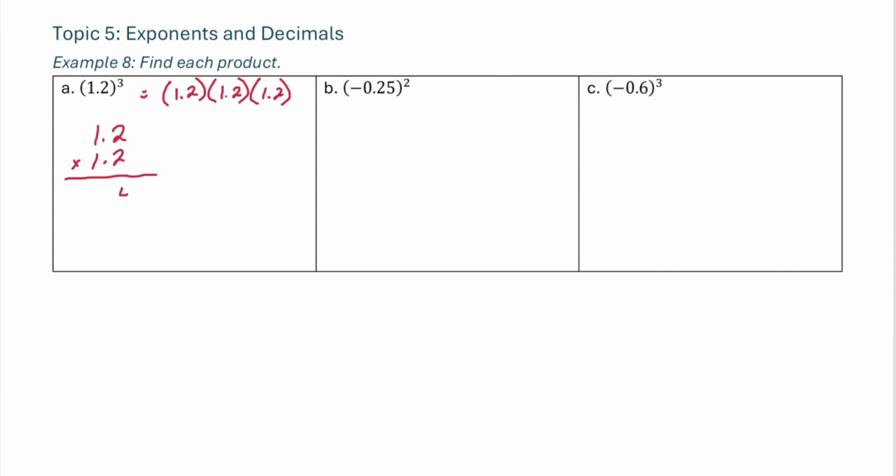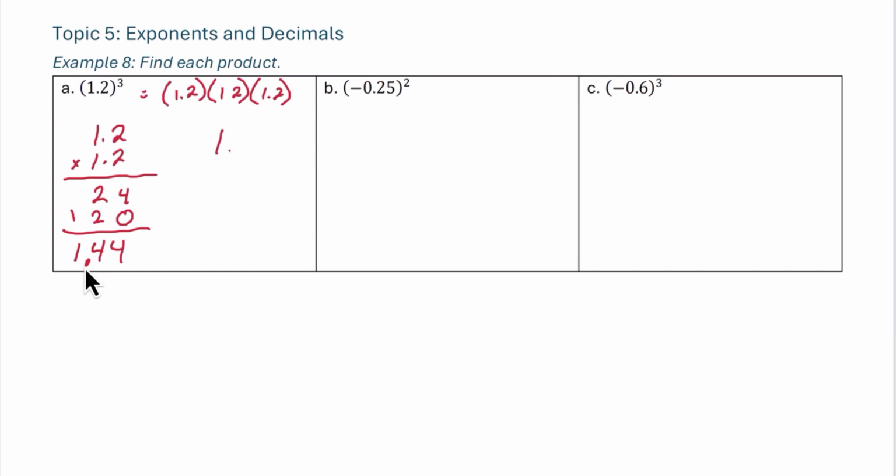2 times 2 is 4, 2 times 1 is 2. Need a 0 placeholder, and then 1 times 2 and 1 times 1. This will give us 144, but we need to be careful with the number of decimal places. The factors have 2 total decimal places, which means we need 2 total in the result.